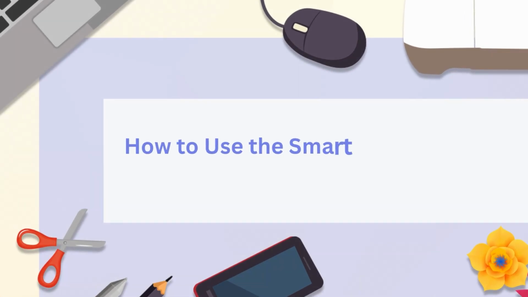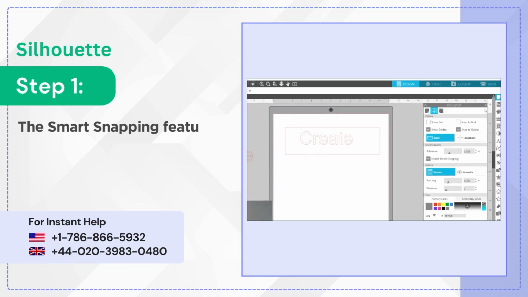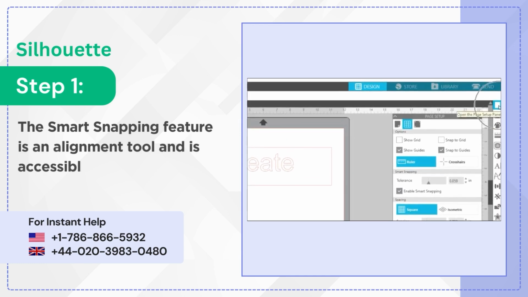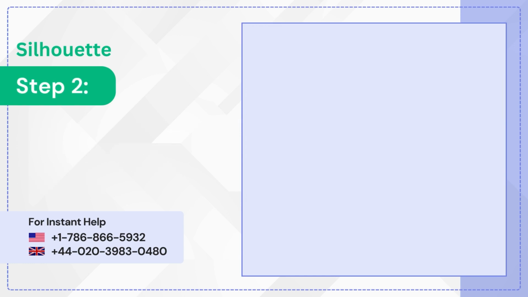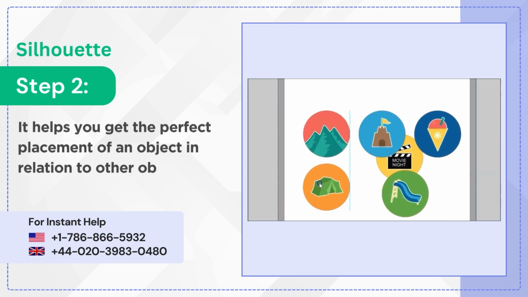How to use the Smart Snapping tool in Silhouette Studio. Step 1. The Smart Snapping feature is an alignment tool and is accessible from the Page Setup panel. Step 2. It helps you get the perfect placement of an object in relation to other objects in the media.